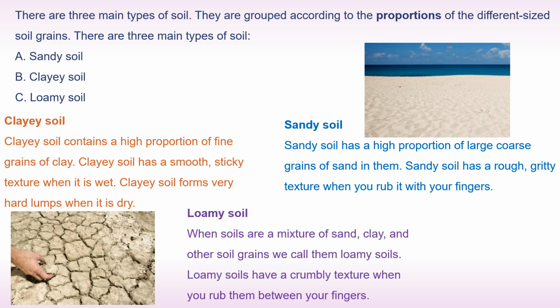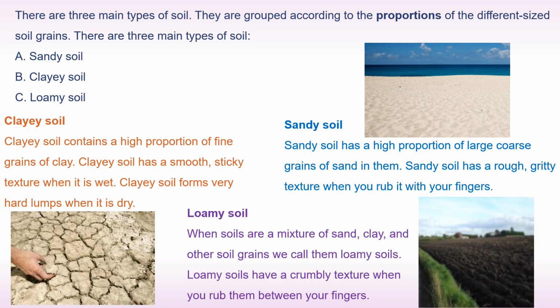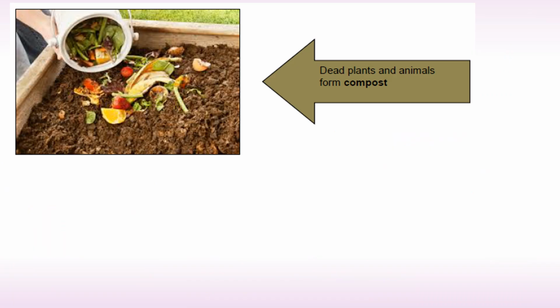Then we have loam soil. This soil has a mixture of sand and clay and other soil grains, which we call loamy soil. And it has a crumbly texture when you rub it between your fingers. Now, this soil is normally used for agriculture.